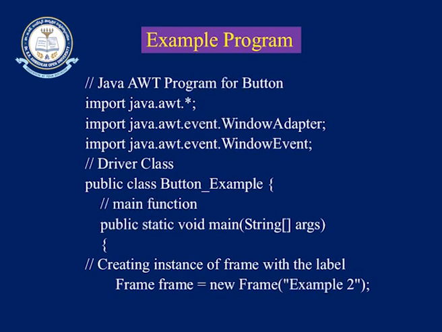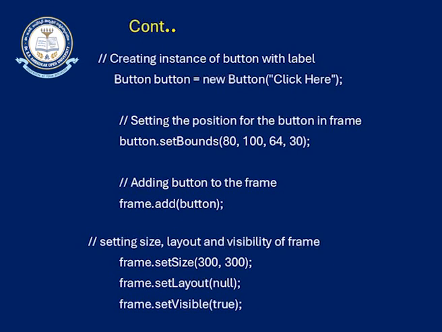After that I am creating an instance of a frame with the label. Using the Frame class I am creating the frame. Here, Frame is a class, and the small-letter frame is an object. I am creating the example label. After that I am creating the button label. Button is a class, and small button is an object. Using the new keyword I am creating the button object of the Button class, and the label name is Click here.